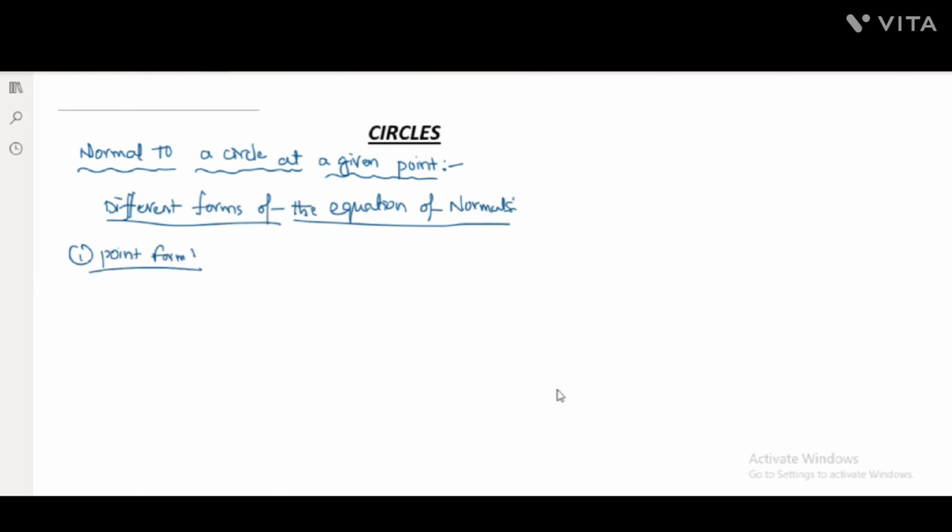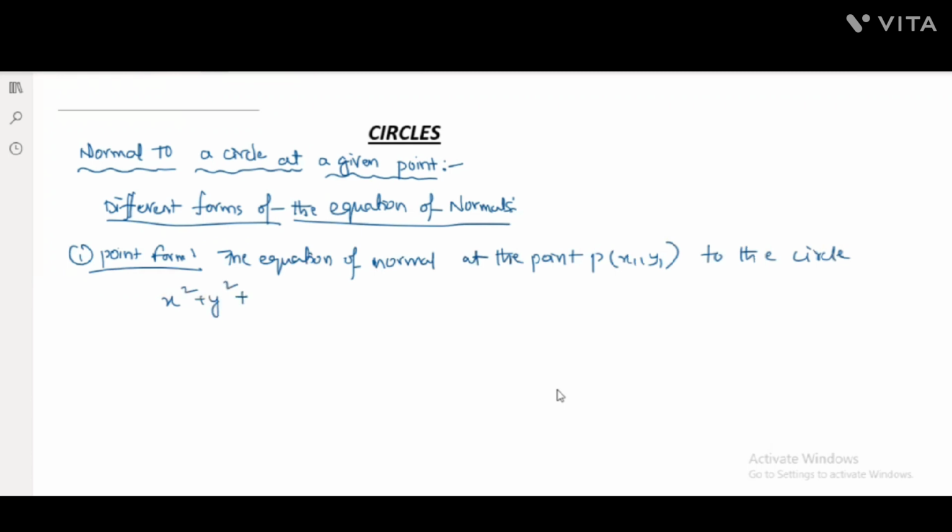The equation of the normal at the point (x1, y1) to the circle x square plus y square plus 2gx plus 2fy plus c is equal to 0 is y minus y1 is equal to (y1 plus f) by (x1 plus g) into (x minus x1).